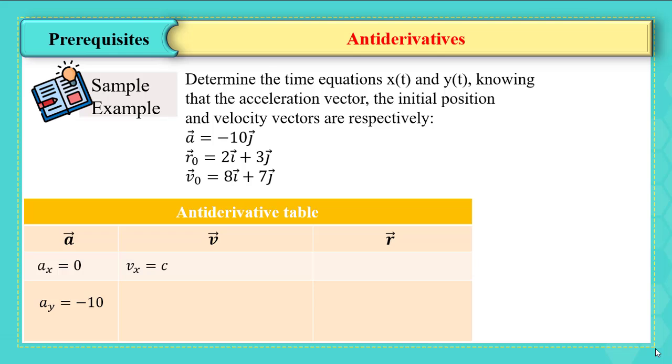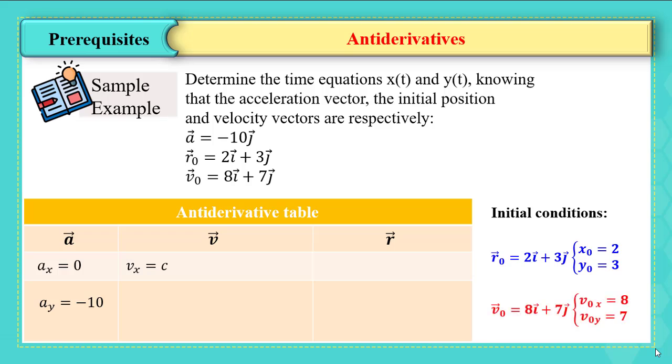Now to find vx, it is constant. Why? Because the antiderivative of 0 is constant. Now what is this constant? To find this constant and others, we should write the initial conditions on the copybook and try to find their components, starting with r0 vector equals 2i vector plus 3j vector. This means x0 is 2 and y0 is 3, while v0 vector equals 8i vector plus 7j vector. Thus, v0x is 8 and v0y is 7 in meters per second.